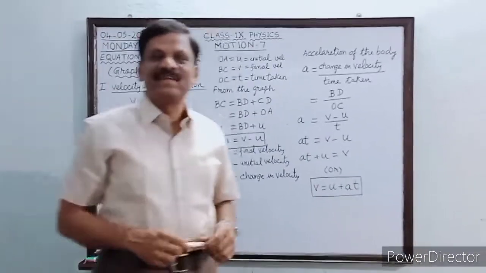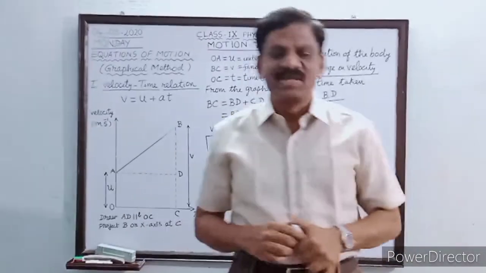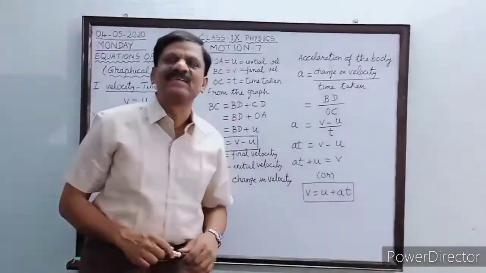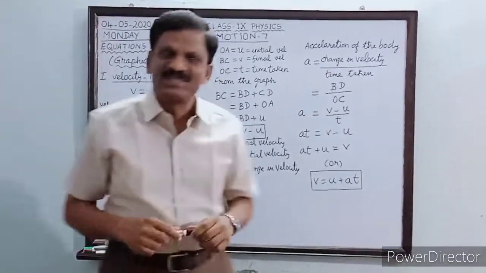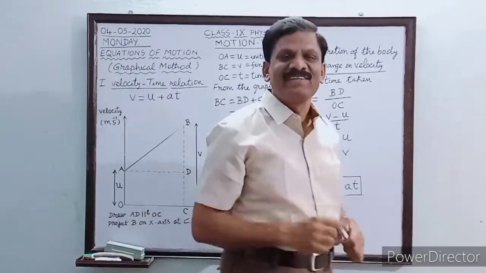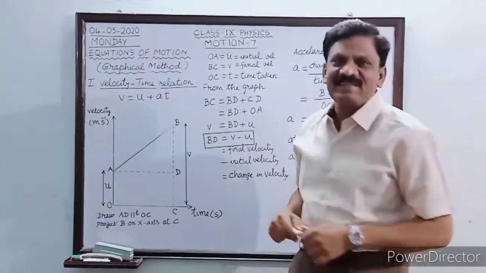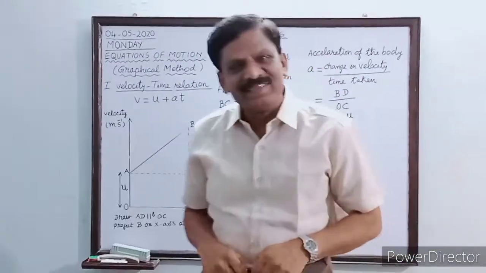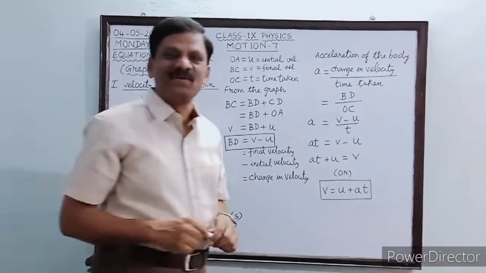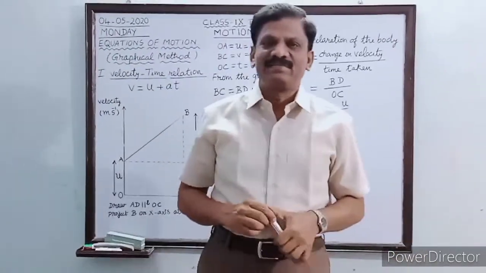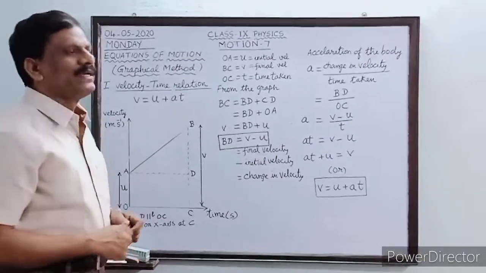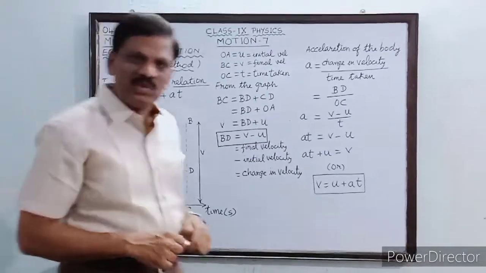In the previous lecture, we discussed the equations of motion for a body moving along a straight line with uniform acceleration, that is rectilinear motion. So, the three equations of motion, do you remember? Can you tell me the first equation? Yes, V equal to U plus AT. You tell me the second equation. Very good. S is equal to UT plus half AT square. And the third one, okay, you try. Yes, it is V square is equal to U square plus 2AS.